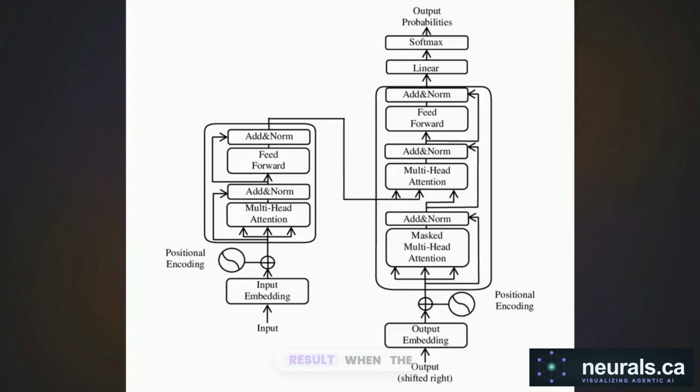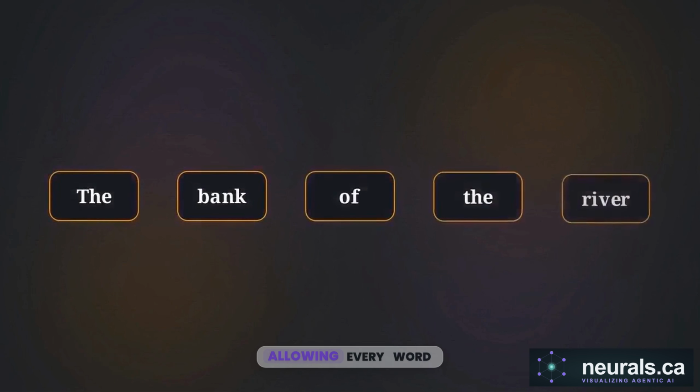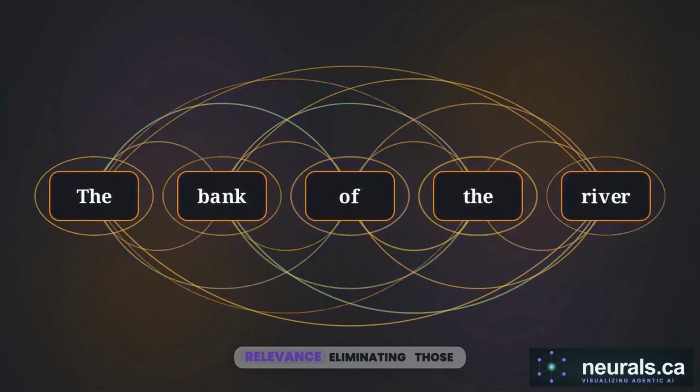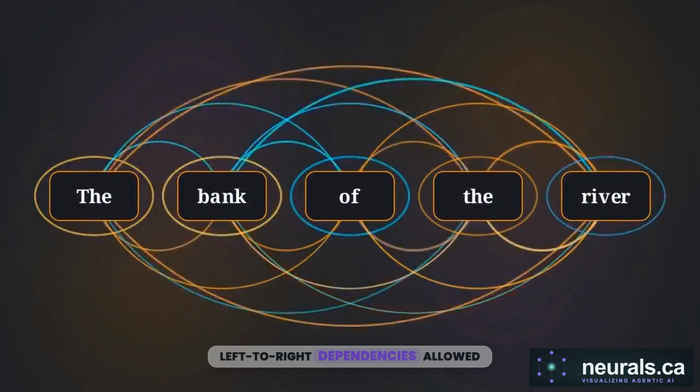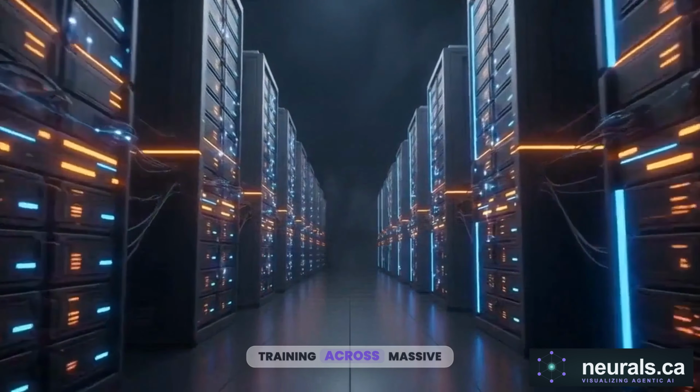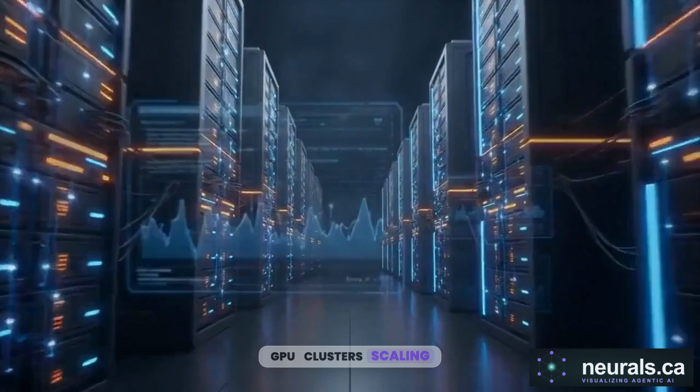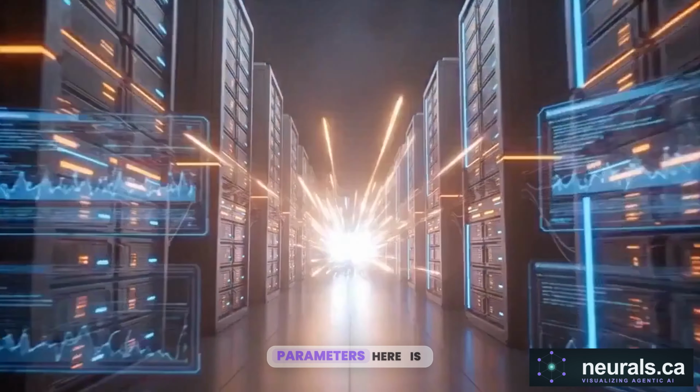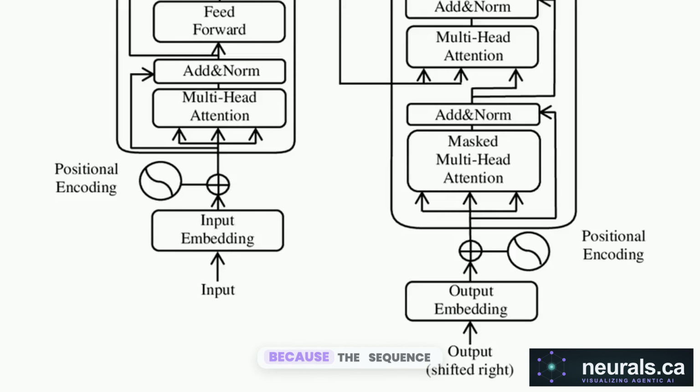Looking at the original paper schematic, you can see the result. When the recurrent loops are stripped away, we get a modular stack of encoder and decoder blocks. This relies on self-attention, a mechanism allowing every word in a sequence to look at every other word simultaneously to determine relevance. Eliminating those left-to-right dependencies allowed researchers to distribute training across massive GPU clusters, scaling language models up to billions of parameters. Here is how it works.